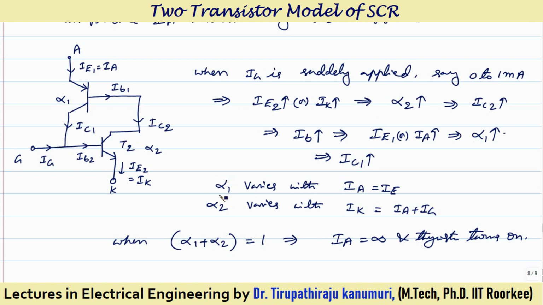Here you have to remember this alpha 1 will vary with IA, which is equal to IE or IE1. But this alpha 2 will vary with the cathode current, that is IK equal to IA plus IG, the current that is supplied from here plus IG. So both alpha 1 and alpha 2 are increasing. So in this process, whenever alpha 1 plus alpha 2 will reach 1.